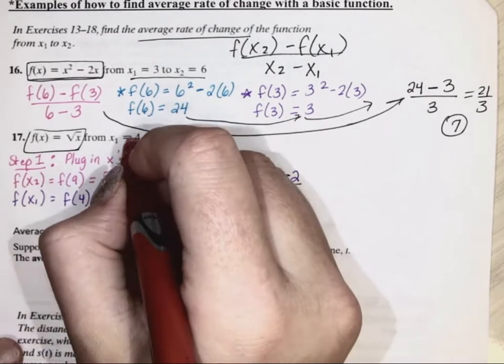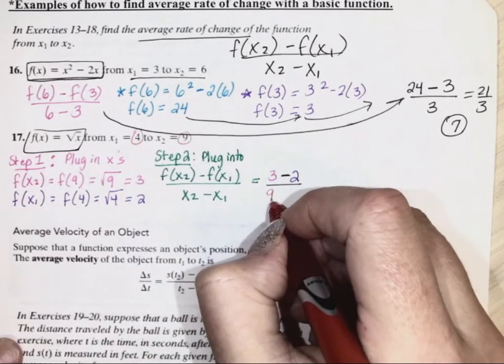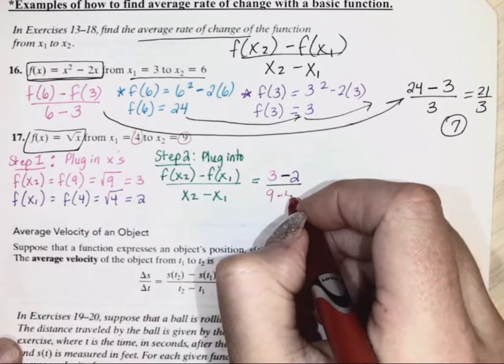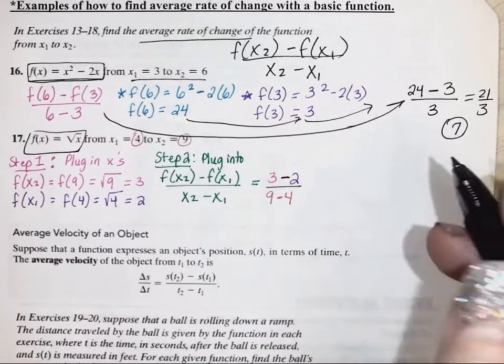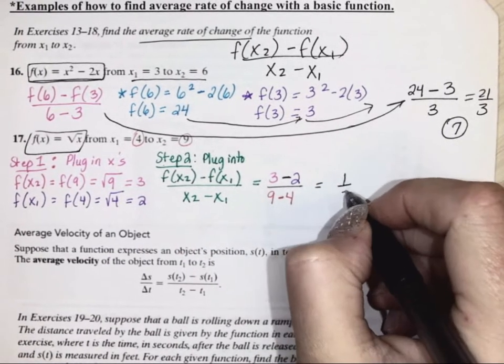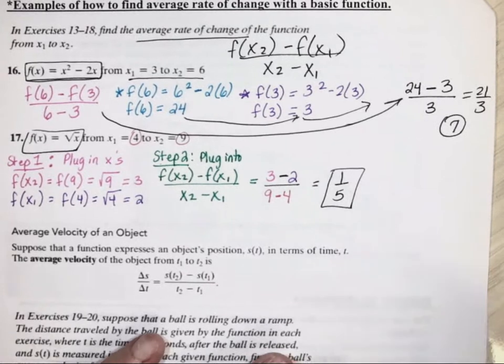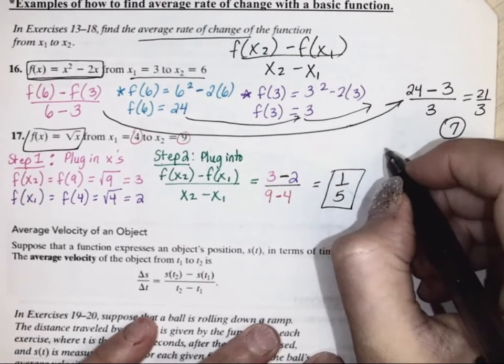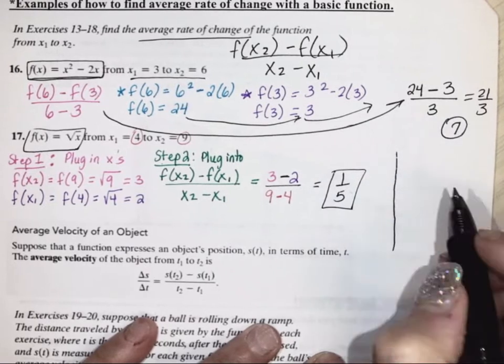x2 was 9, x1 was 4. And simplify that as far as possible. So we get 1 on top over 5. I'll show you, like this is our answer, but I'm just showing you what this means. So you don't have to graph it.